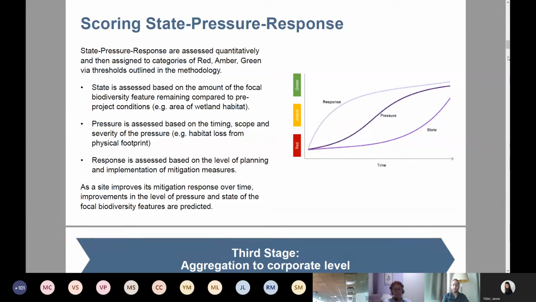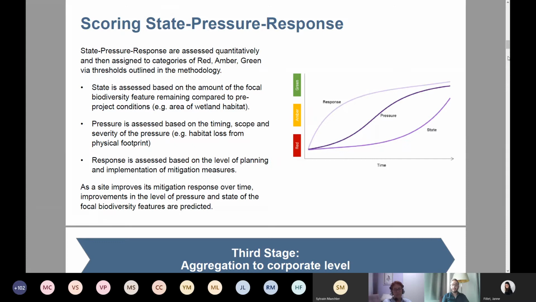For pressure, we then look at this in terms of its timing, its scope and severity on that particular biodiversity feature. So for example, this might be the rate of habitat loss within the physical footprint occurring within those wetland habitats. And then we look at the response the company is having in terms of its level of planning to mitigate those impacts and whether or not the implementation of that plan is on target. And the objective for this is that, as you see on the right-hand side on the graph, the idea will be that a company will be able to shift its response from the red to the green.